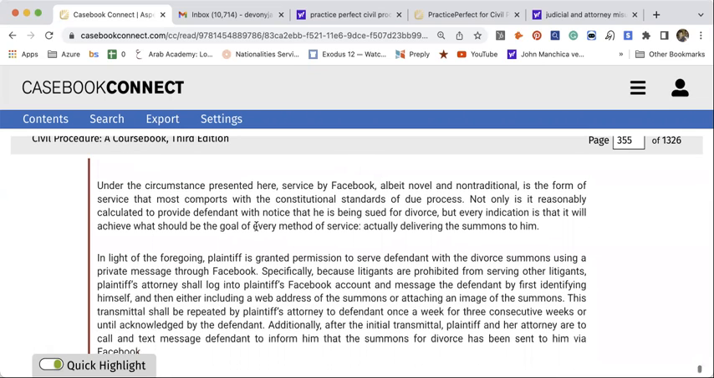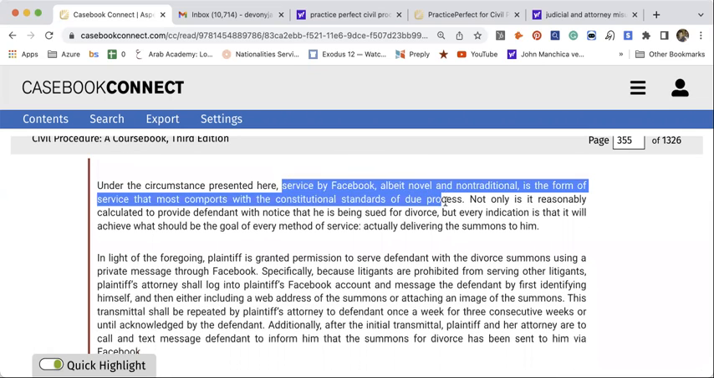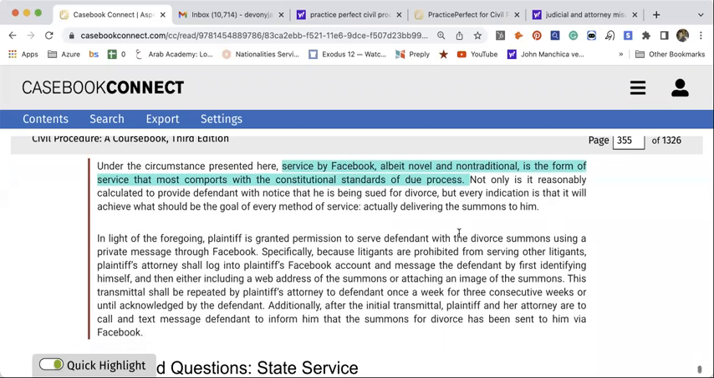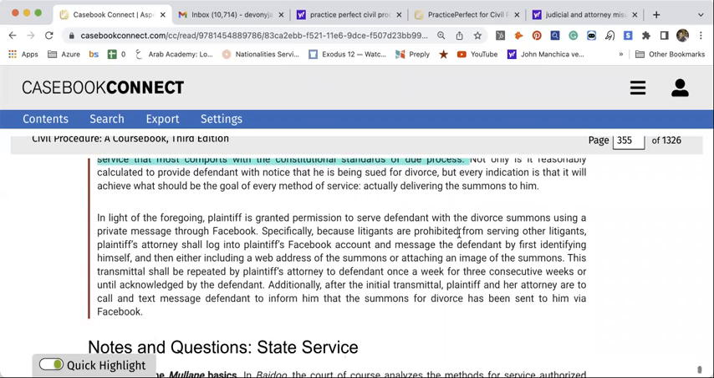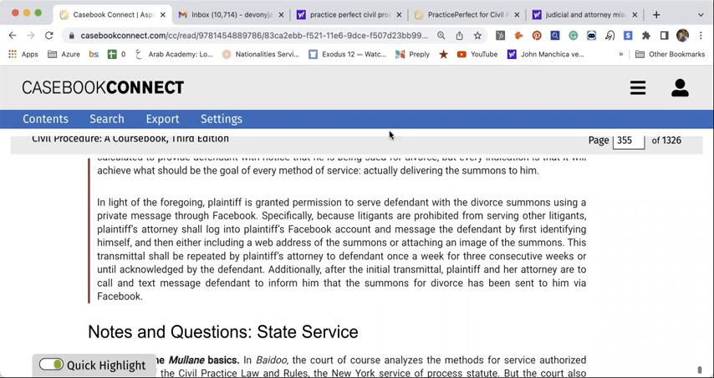Under the circumstances presented here, service by Facebook, albeit novel and not traditional, is a form of service that most comports with the constitutional standards of due process. Not only is it reasonably calculated to provide the defendant with notice that he is being sued for divorce, but every indication is that it will achieve what should be the goal of every method of service, actually delivering the summons to him.